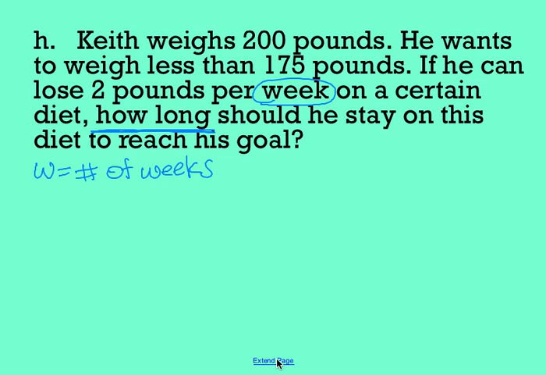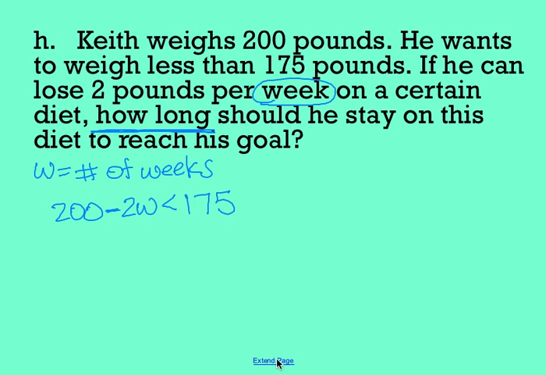So Keith currently weighs 200 pounds, and he's wanting to lose weight. So he can lose 2 pounds per week. So if we're losing, then we're subtracting or decreasing. And 2 per week would be 2 times the number of weeks that you're on the diet. What we know is he wants this number to be less than 175 pounds. So this is our inequality to represent the situation, and now we need to solve it.